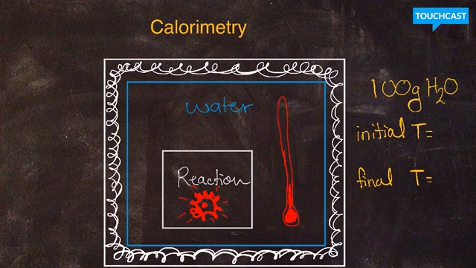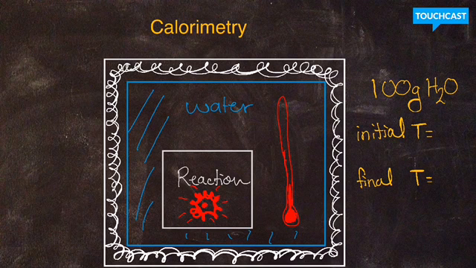This is a very crude drawing of a calorimeter. Basically what you have is a chamber that is full of water. And inside of the chamber, we have a reaction vessel that is stuck on the inside.